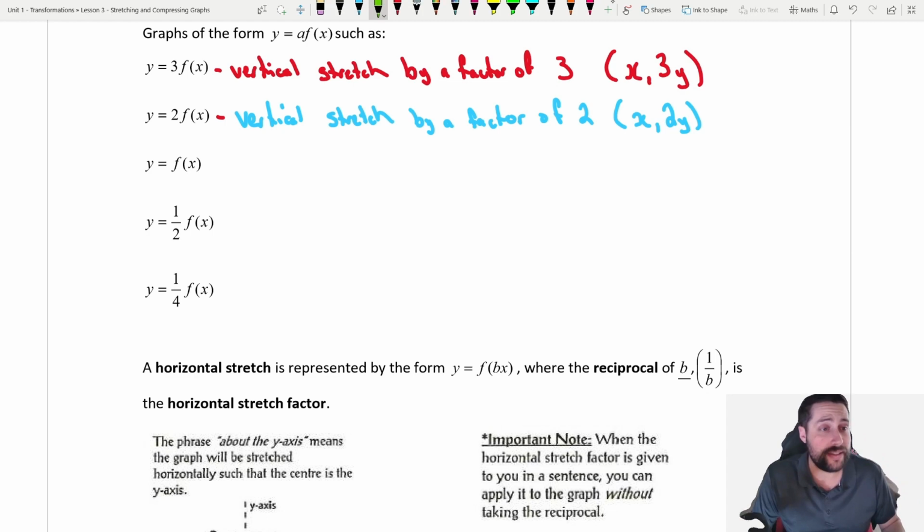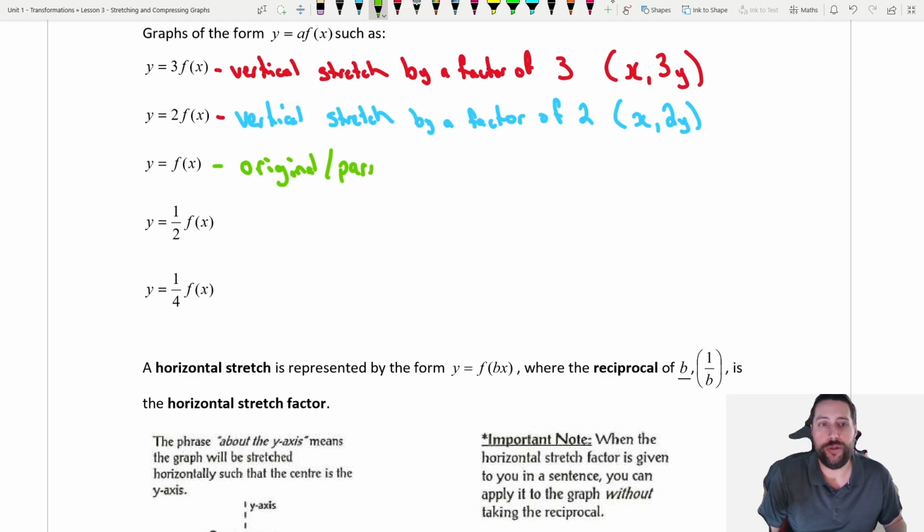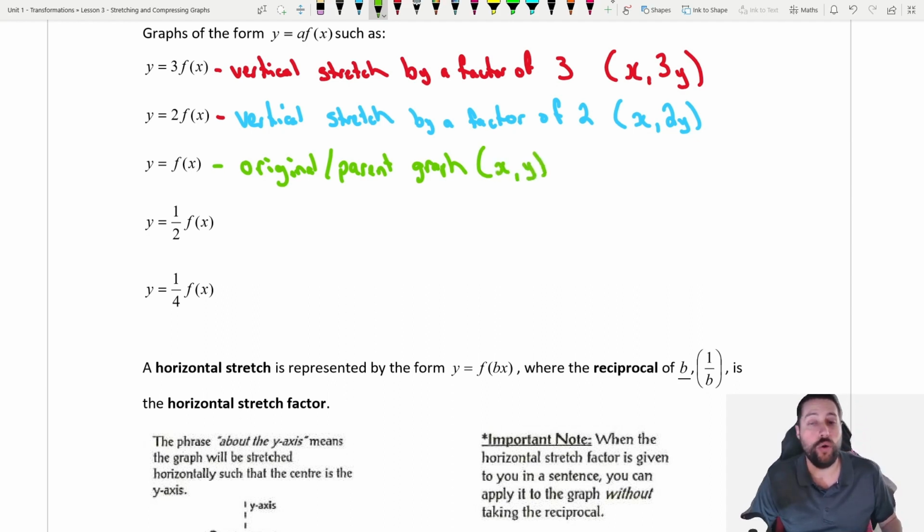Which brings us to our next example, y = f(x). This is going to be your original function, also called your parent graph. Everything remains the same: your x values remain the same, and also your y values.